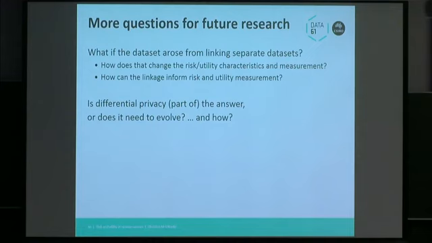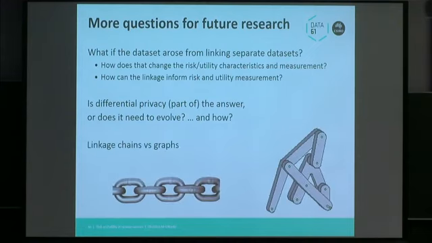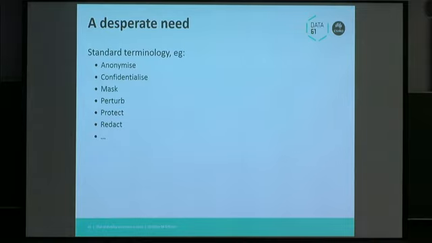How can we take ideas from differential privacy? And when you're linking multiple data sets, and we talk about chains, they're really graphs, of course, because you can look at them pairwise. Okay, so the other thing we desperately need is standard terminology. Yeah. So that's all. Thank you.